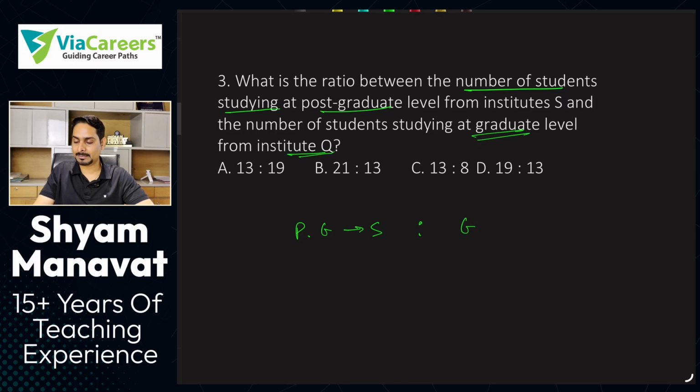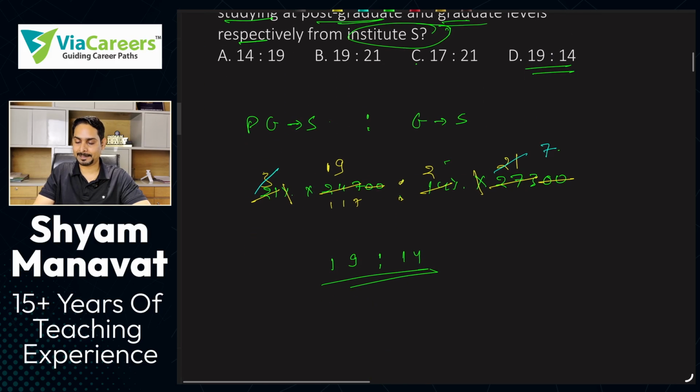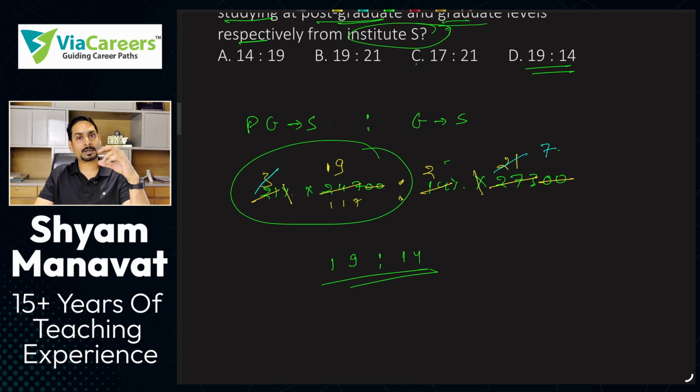So graduate level Q. So what do we have to calculate? Postgraduate for S and graduate for Q. Okay, so let's go to PG. PGS we have just calculated here. This is so you can also take the calculation done in the previous question if they are the same for the next question. So I'll take it from here.